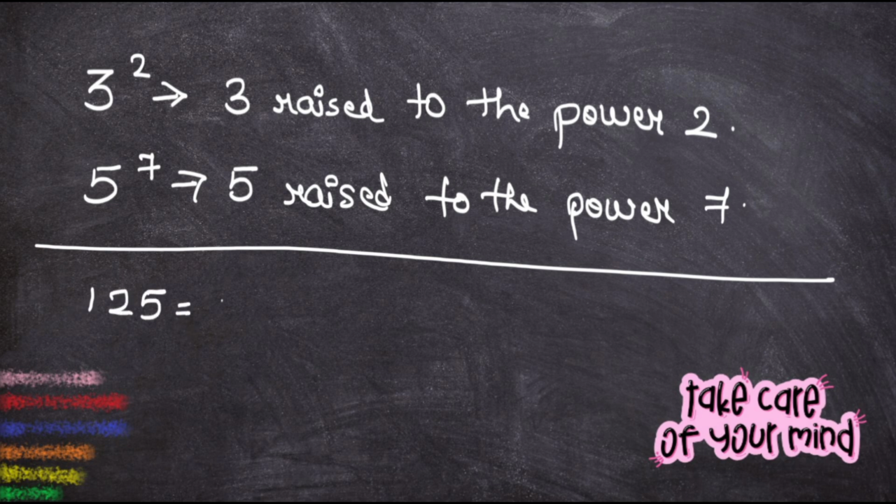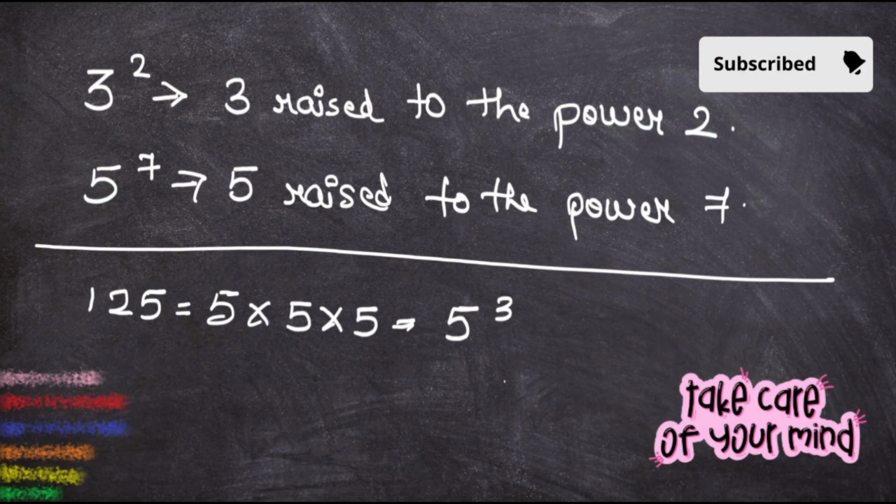125 is one number I got, which I can write in this way, correct? 5, 3 times when you multiply, you will get the answer 125. So I will write it as 5 raised to 3. Right? Why? Because I am writing 5 three times. Okay. Basically it is 5 cube. So 5 raised to the power 3.